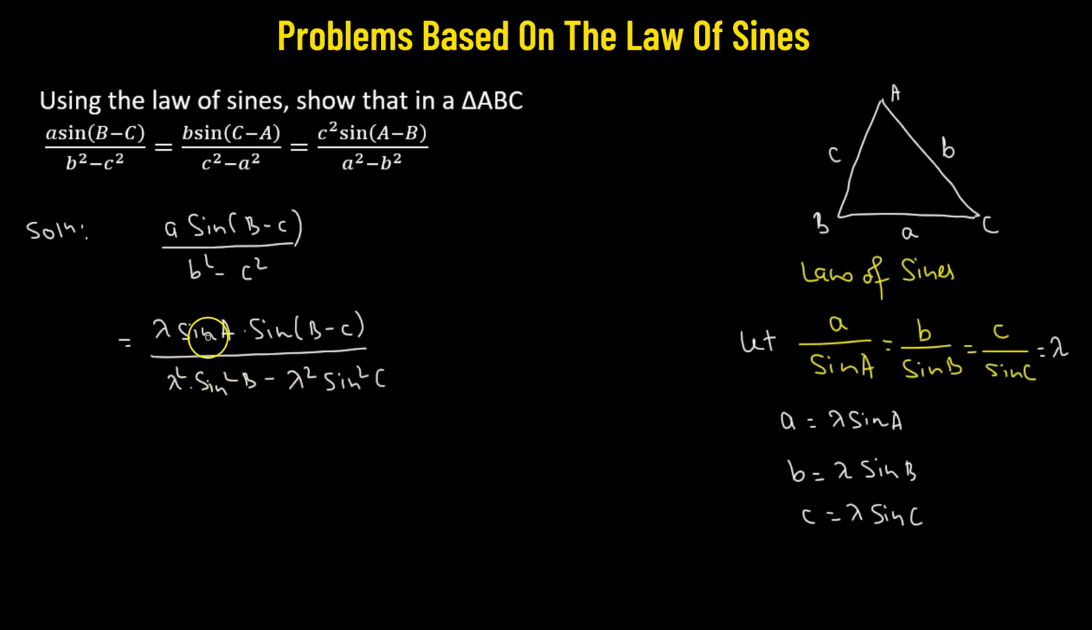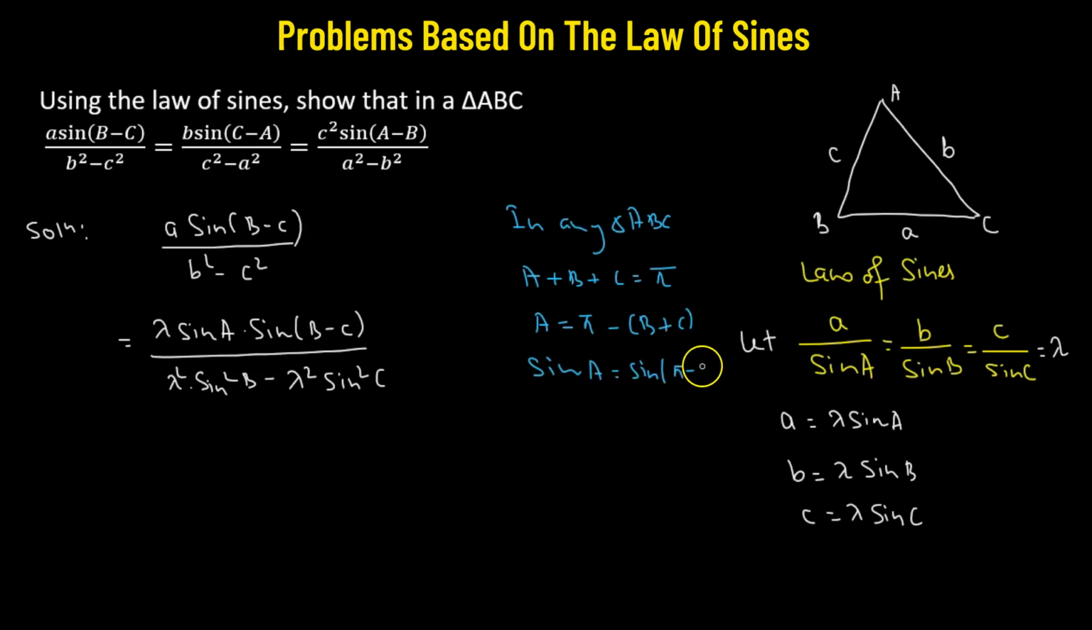Now, in the numerator, we have sine A. Here we're going to use a fact. We know that in any triangle ABC, the sum of the interior angles A plus B plus C adds up to pi radians. So that means A can also be represented as pi minus (B plus C). If we take the sine of the angles on both sides, sine A will be equal to sine of (pi minus (B plus C)). Then what's the value of sine of (pi minus (B plus C))? That's simply sine of (B plus C). So sine A is equivalent to sine of (B plus C).